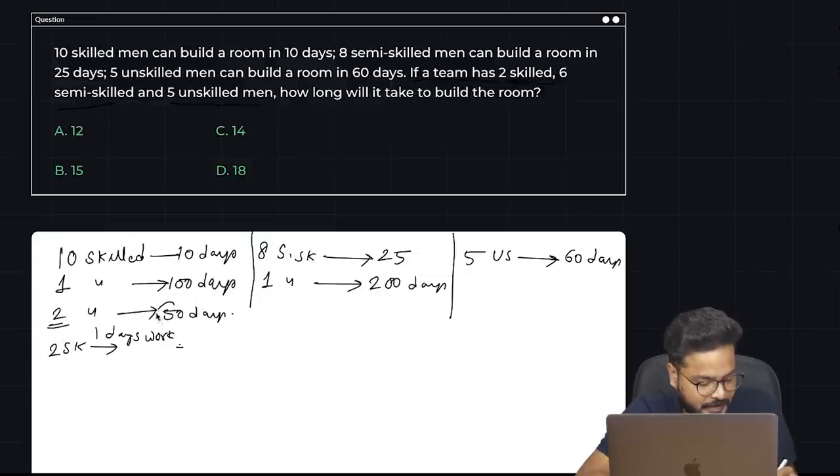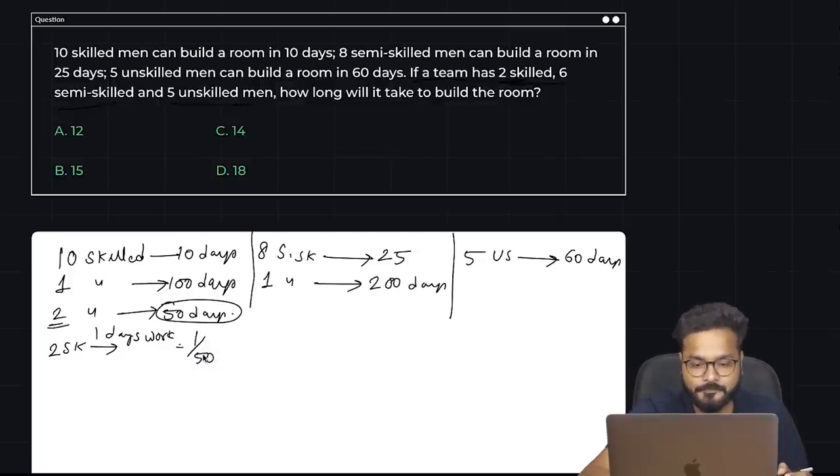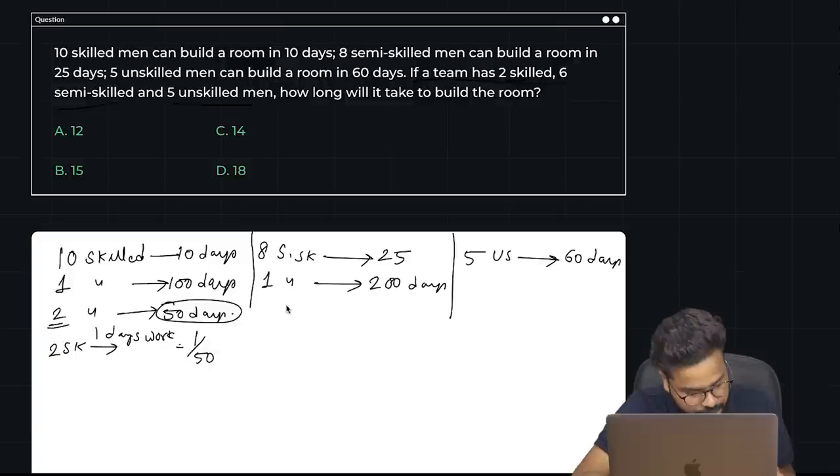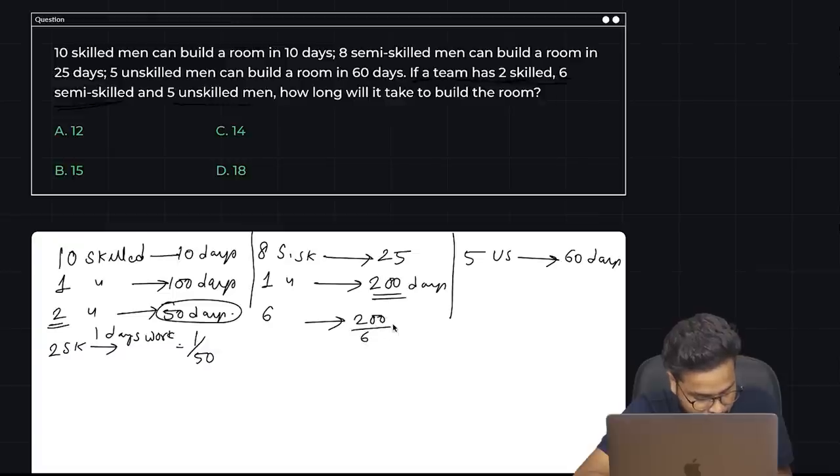If 2 skilled men can complete the entire work in 50 days, 2 skilled men's 1 day's work would be 1 by 50. Hope you understand that. Okay. 1 semi-skilled man can build a room in 200 days. We are given in this team there would be 6 semi-skilled men. So 6 can build the room in 200 by 6, which is 100 by 3. So what is 6 semi-skilled men's 1 day's work? Reciprocal of it, so 3 by 100.